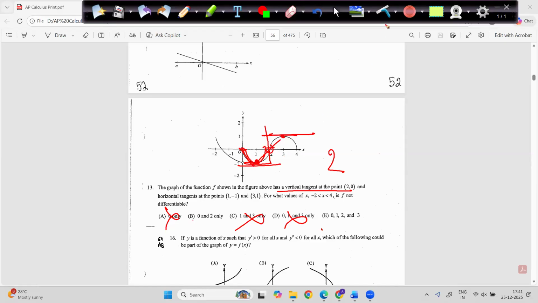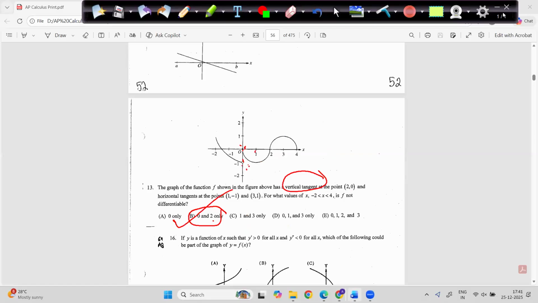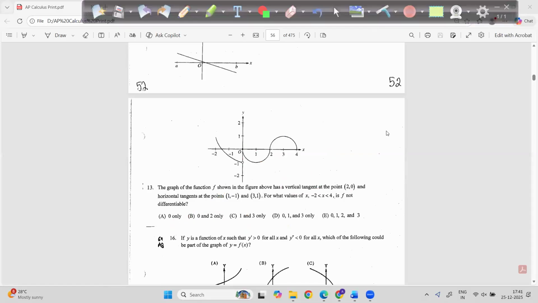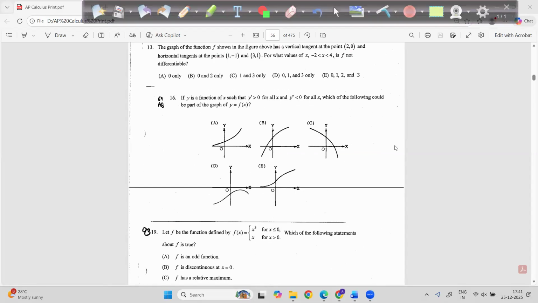At 2, the function is not differentiable because it has a vertical tangent, and at 0 the function is discontinuous. It clearly has a hole here. Since the function is discontinuous at x equals 0, I cannot differentiate at 0 and 2 only. So B for Bangalore should be the answer. Please, basic conceptual questions, we should not make mistakes.